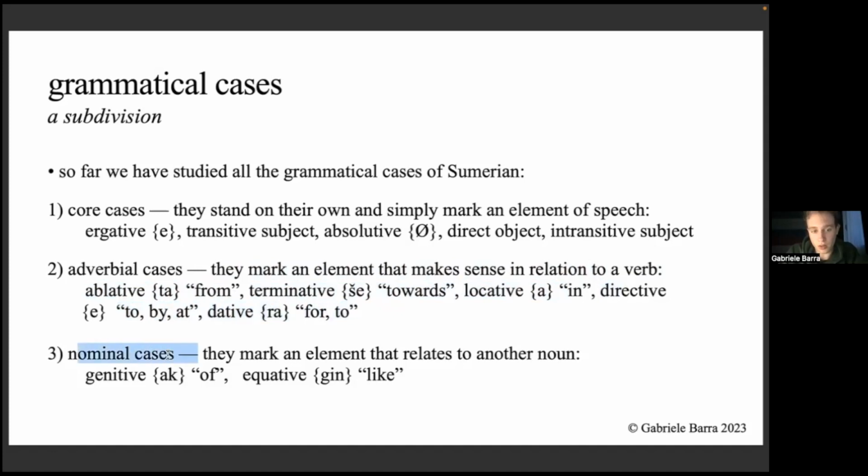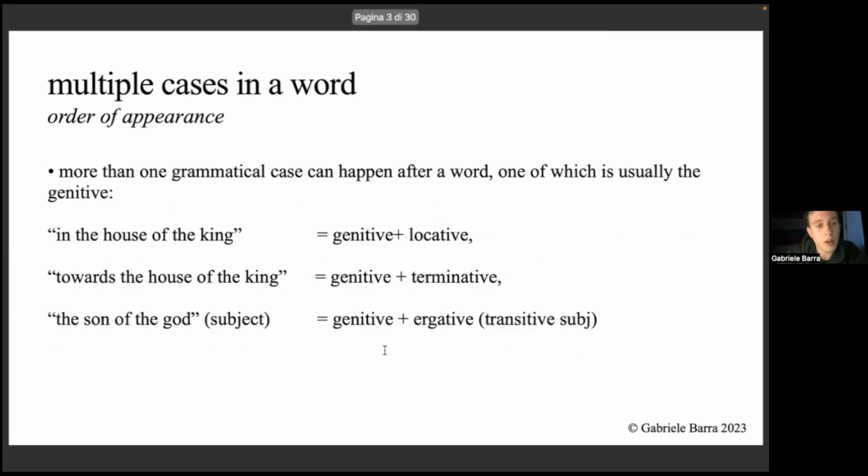And then you have nominal cases, like the equative, like, or the genitive. Now let's take the genitive. Why do we call this a nominal case? Because it explains the relationship between two nouns without involving any verb work. You have X and you have Y, and you say Y of X: the house of the king, the book of Gabriele, and so on. So it's between two nouns and no verb is included. So why is that important? Actually, it isn't, but I thought I would tell you about it.